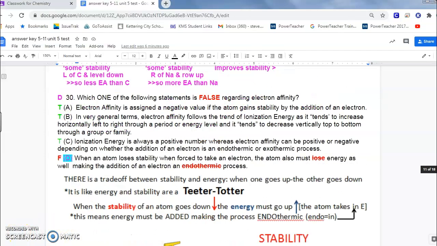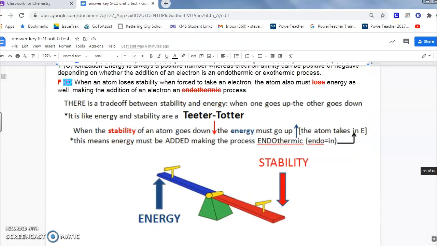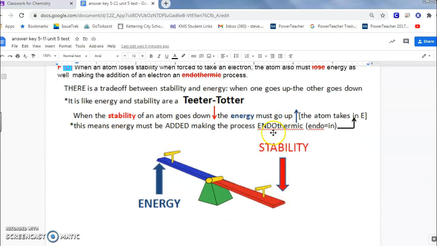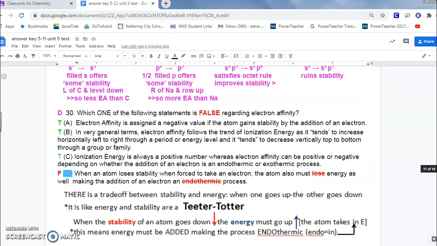Number 30, which statement is false regarding affinity? Can affinity be negative? Yes, if you improve stability, it is negative. If stability goes up, the energy side of the teeter-totter can go down. If stability goes up, this side goes up. If that side of the teeter-totter goes up, then the other side, the energy, would go down. That means it's released. That means it's a negative value.